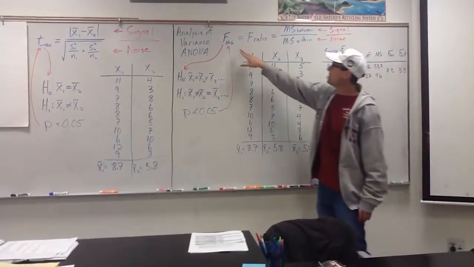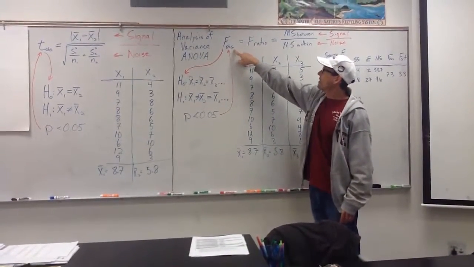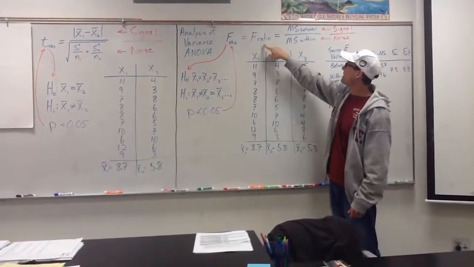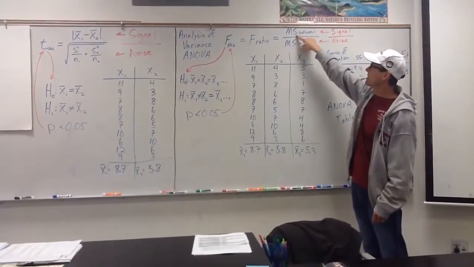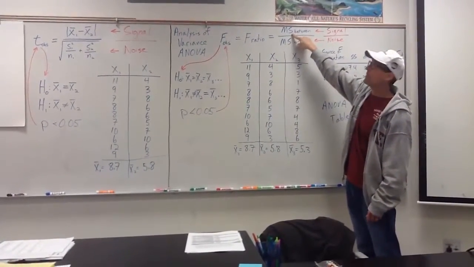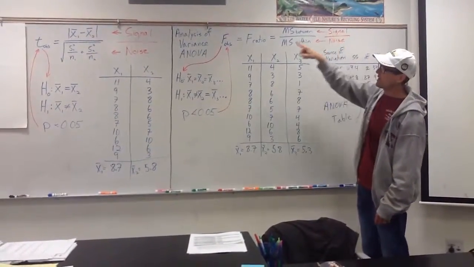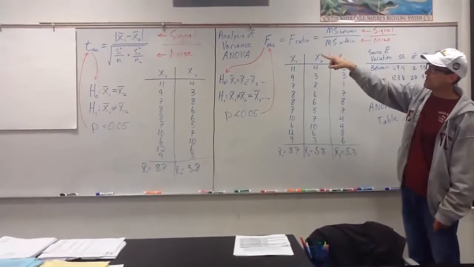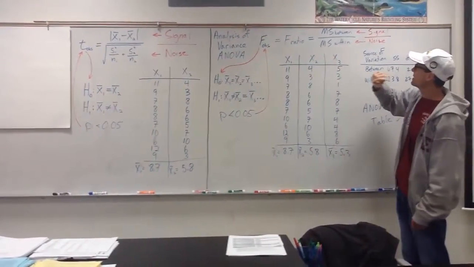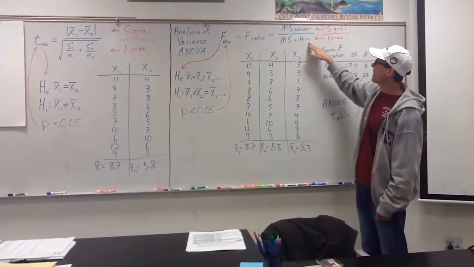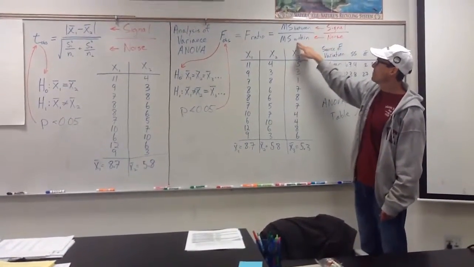So back to the F observed. The F observed is also called the F ratio, because it's a ratio of a statistic we generate called the mean square between, which in this case is our signal, just like the difference between the means is our signal in the t-test. Here our signal is the mean square between divided by the noise, the mean square within.